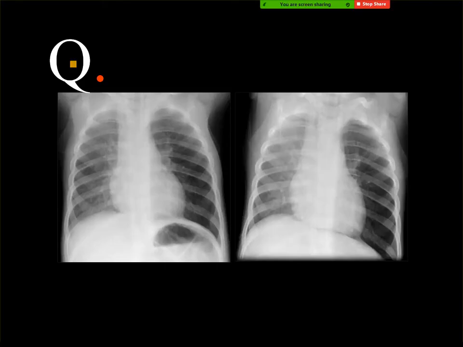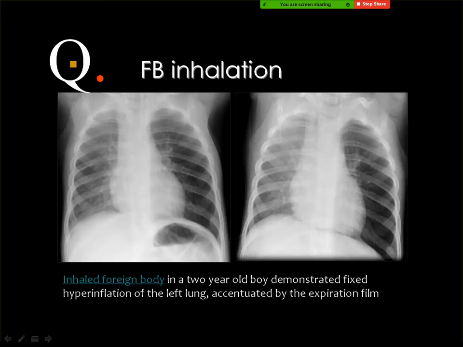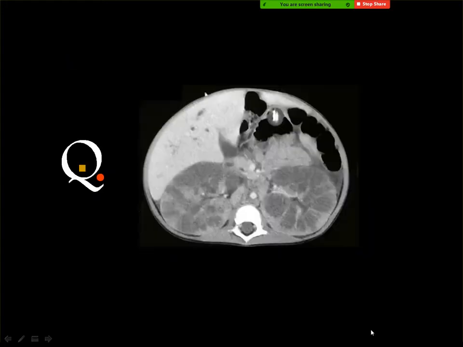Foreign body in the left lung. Foreign body. Yes, and this is foreign body inhalation on the left side. These are inspiratory and expiratory films, and you have persistent hyperinflation of the left lung, indicative of an inhaled foreign body.